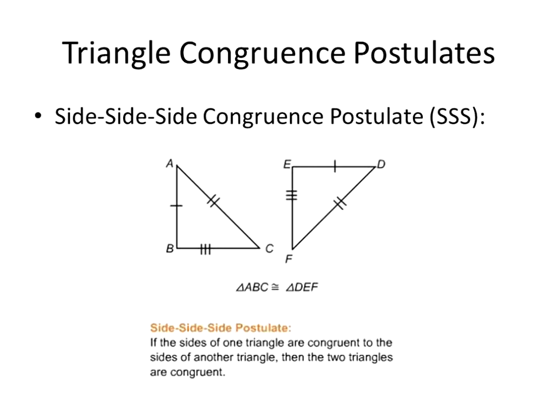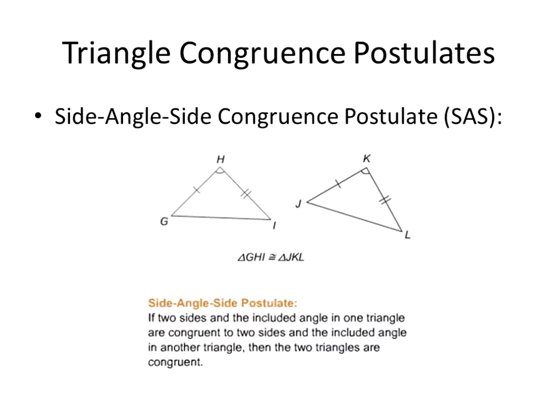So again, our side, side, side congruent postulate. All right, so now we have another one. That next one is called side angle side. And it says if two sides and the included angle in one triangle are congruent to two sides and the included angle in another triangle, then the two triangles are congruent.